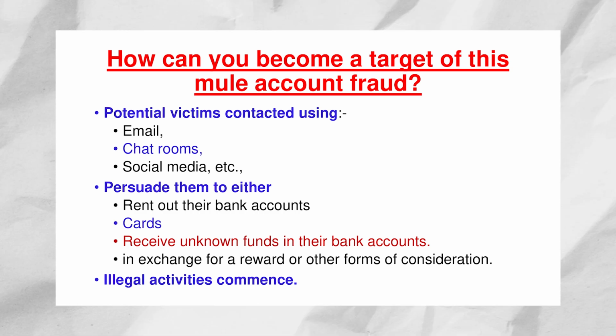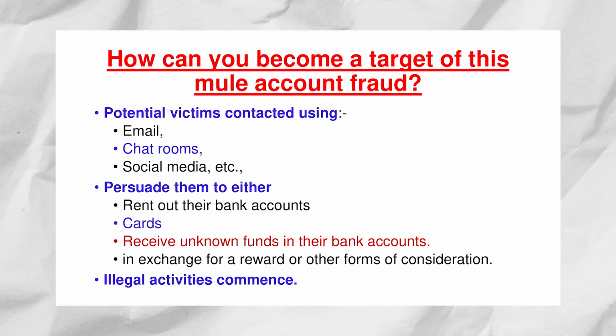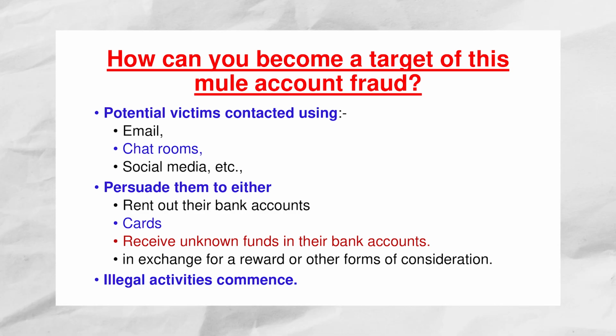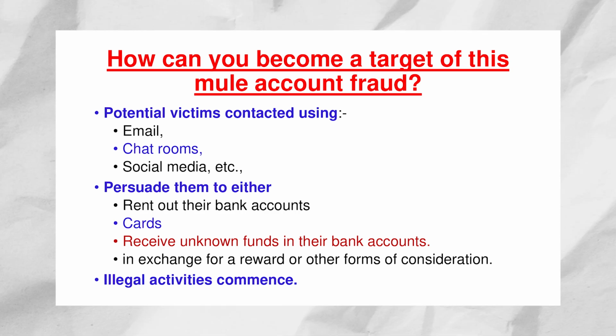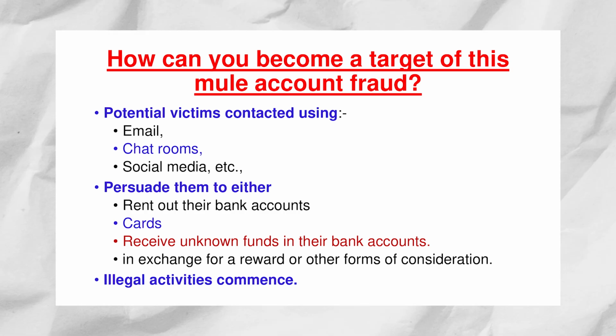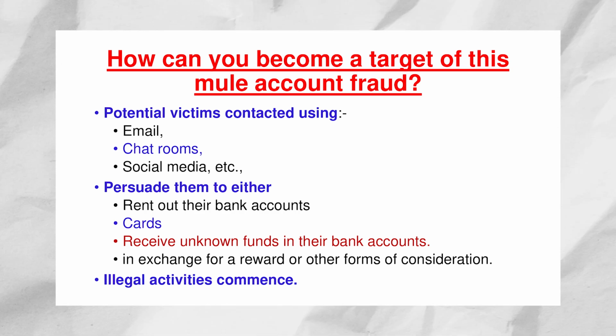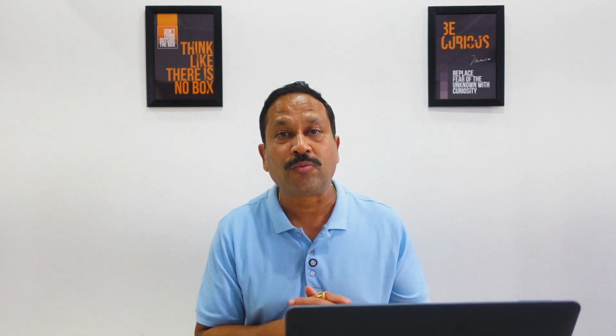Or if you see a news or something in the Google, so you'll get all this. So similar things are done. Then after these potential victims have been identified, they are persuaded to either rent out their bank accounts, we saw it earlier, or give details of their cards, or receive unknown funds into their accounts in exchange for a reward or any other form of consideration. Once this has been established, once they are ready to give their accounts or their accounts have been taken over, the illegal activities commence. So, how do we protect ourselves from this?